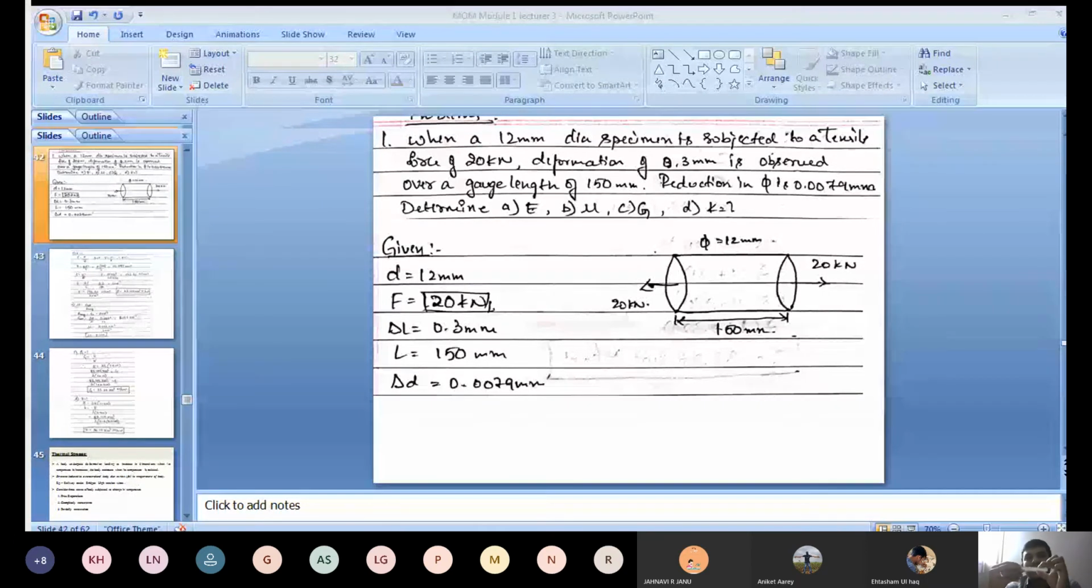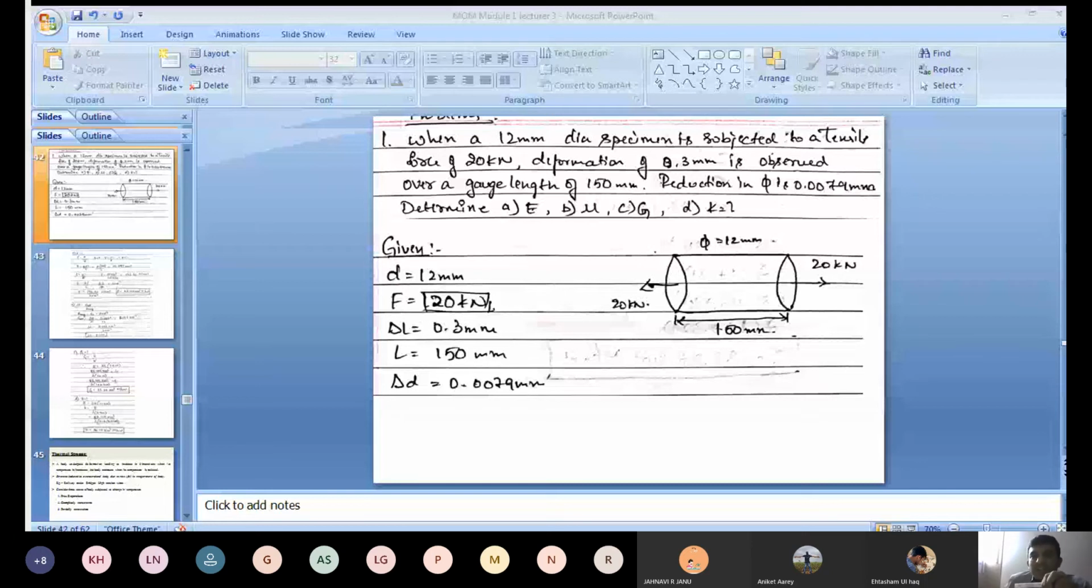A 12 mm diameter specimen is subjected to what load? Tensile load. How much here? 20 kilonewton. For a tensile load, the notation may be P or F. Here consider the notation F, or you can take P also, no problem. After you apply 20 kilonewton load on the 12 mm diameter specimen, a deformation of 0.3 mm is observed over a gauge length of 150 mm. This is the length of the specimen. Over the 150 mm length, deformation is induced, that is 0.3 mm.